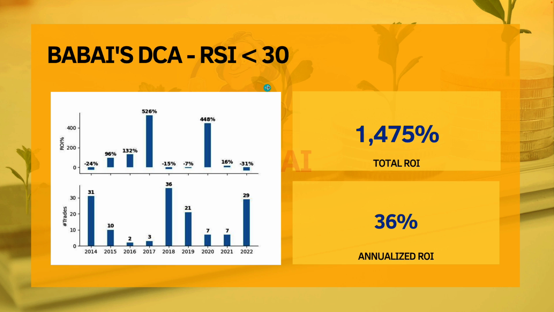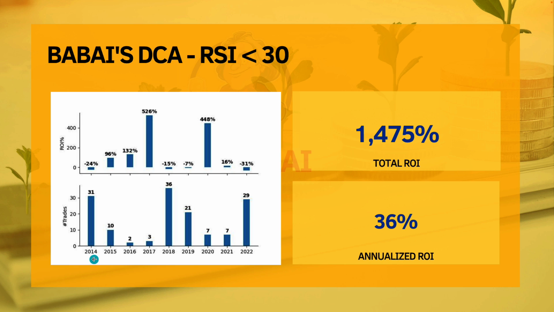So here is our fourth strategy in the series, which is to buy when RSI is less than 30, or when the asset is undervalued. Now with this strategy, the total ROI for 9 years is 1475% and the annualized ROI is 36%, which is quite similar to previous strategies we covered, like daily and monthly, for example. Now from a yearly perspective, we covered the yearly wave patterns in the previous video. Strongly recommend it if you haven't watched it.